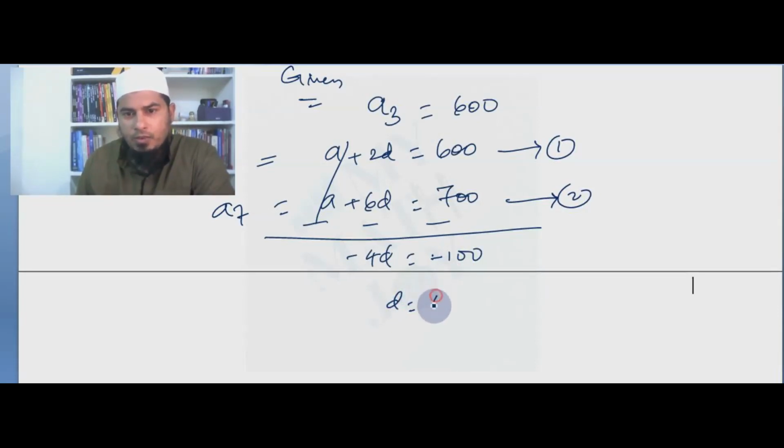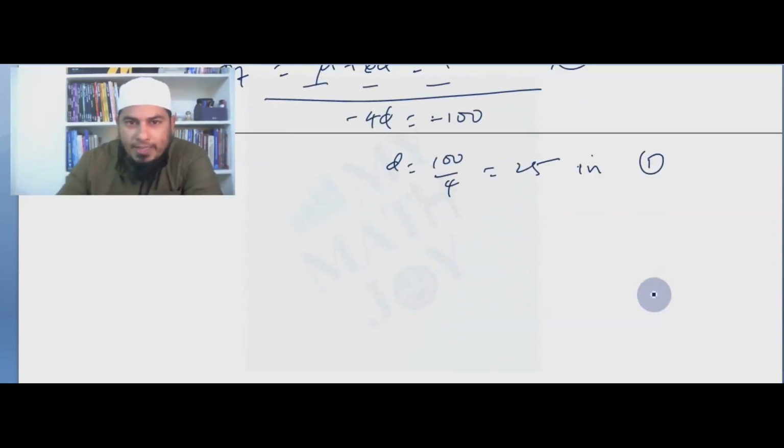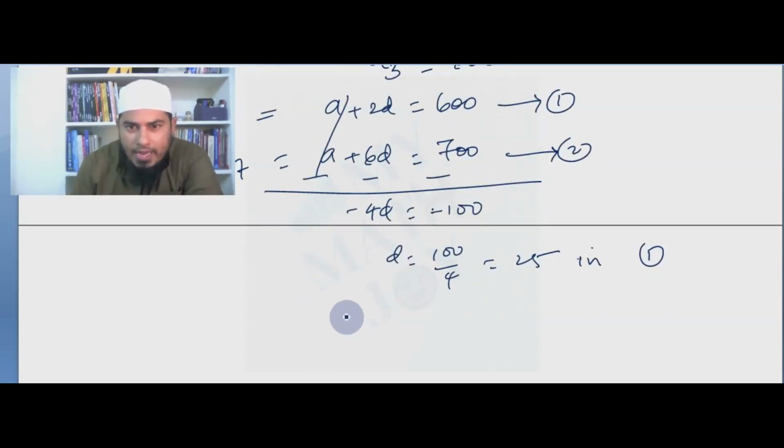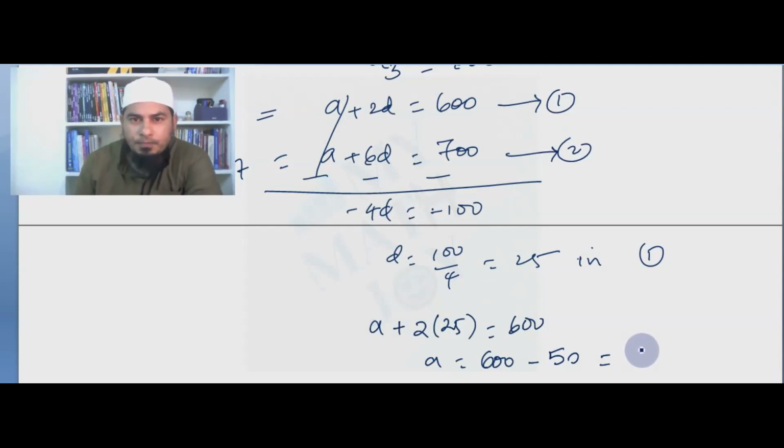You get a d value 100 over 4, you get 25. Cancel, then you got 25. The d value is to be substituted in equation number 1 to get the a value. So d value is 25. I got a plus 2 times 25 is 600. A is equal to 600 minus 50, how much is it?